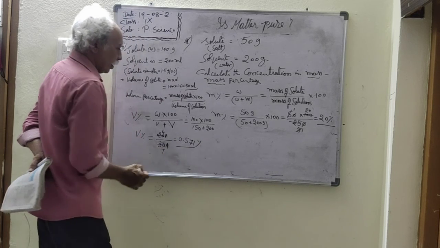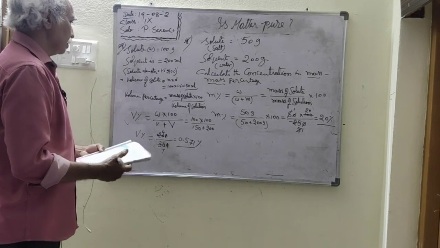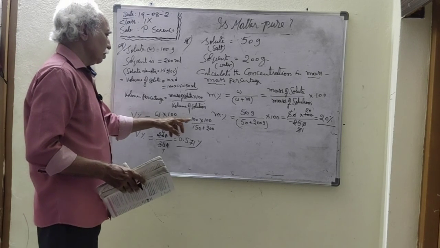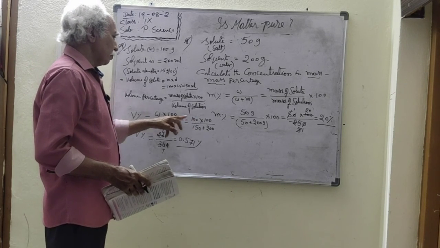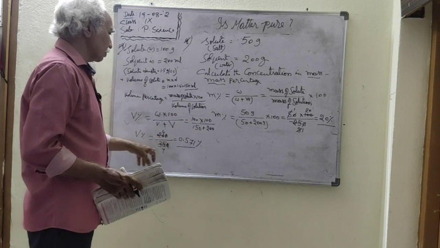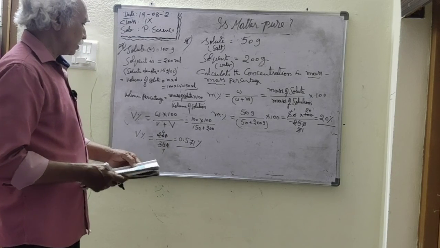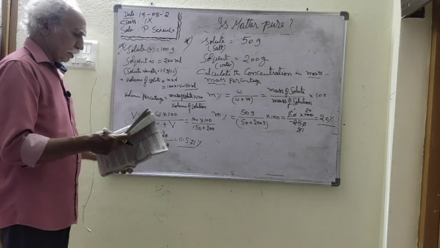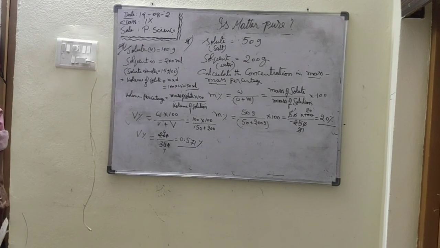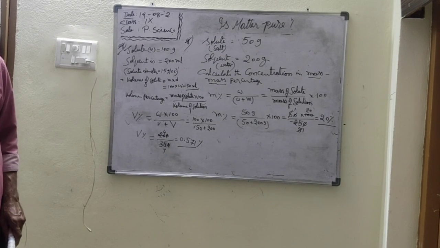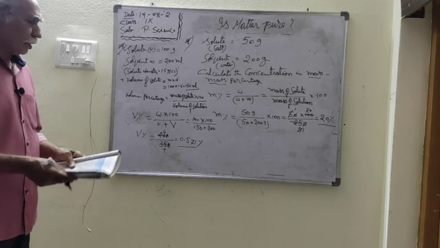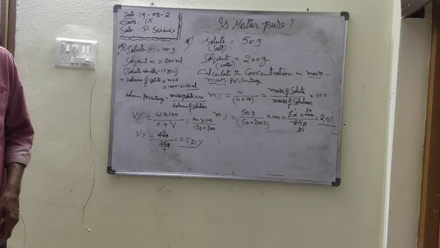So it is 0.571%. Here it is 100 into 100 by 150 plus 200. So we can calculate the answer as 0.571% volume percentage. This is the way you have to calculate this. Okay, now we can continue this in the next class.